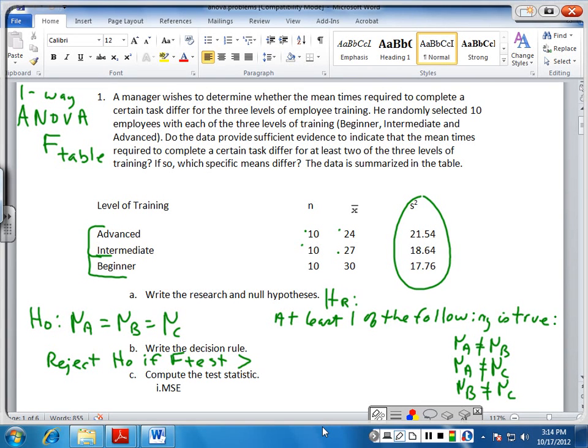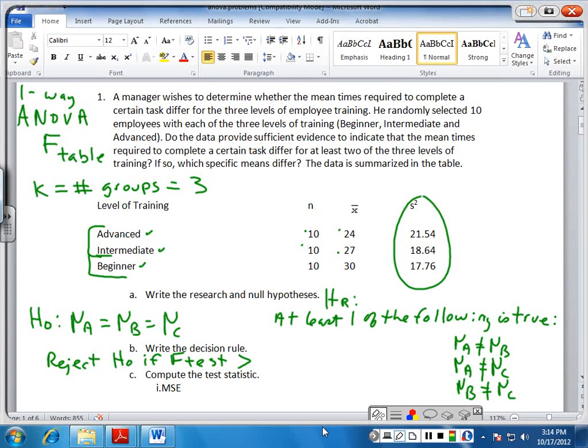So if you look at the F table, you'll see that you have along the top degrees of freedom for the numerator, and along the left-hand side degrees of freedom for the denominator. We need both of those before you can look up the critical value for the F test. So first of all, K is equal to the number of groups in your analysis. In this case, we have three groups: advanced, intermediate, and beginner.